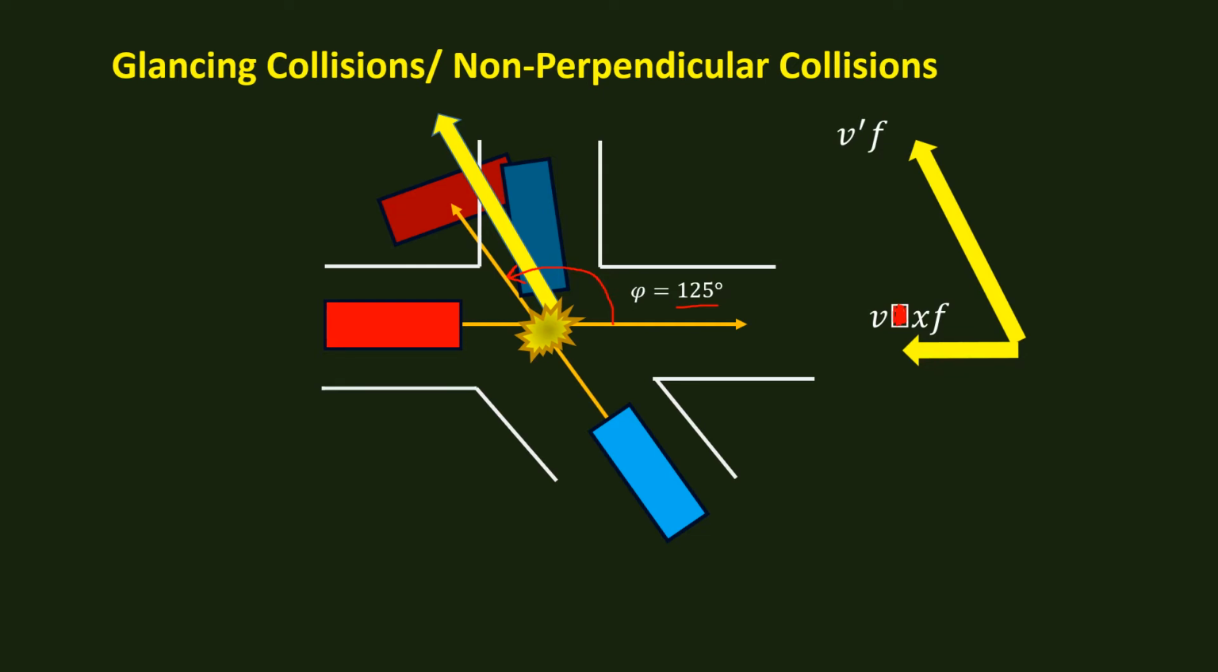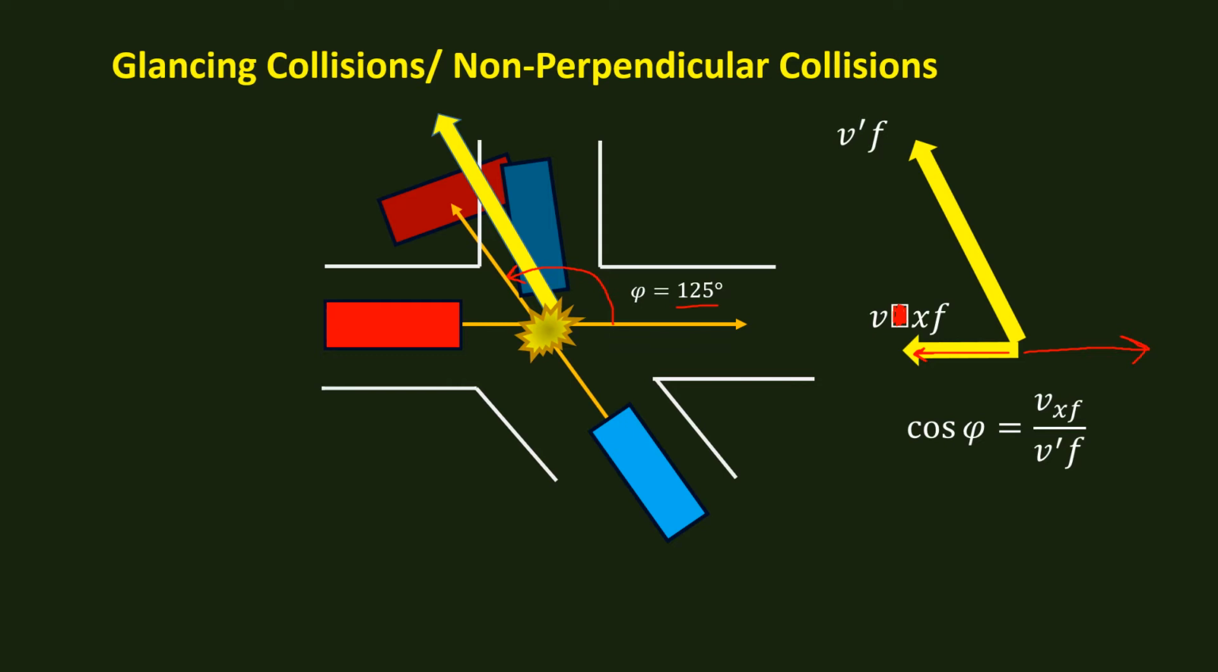And so for our V prime f, this part is one of the extra components that we didn't see on the perpendicular collision. So this is actually, we're going to have the x going this way too, and this is actually going to be a negative, so it's going to take away from that. We'll see that a little later on.